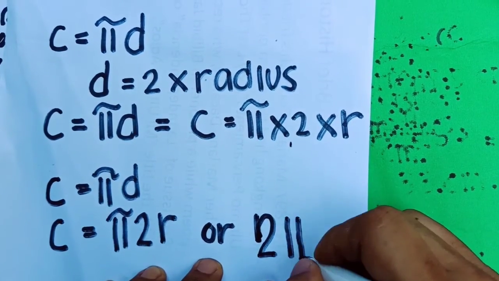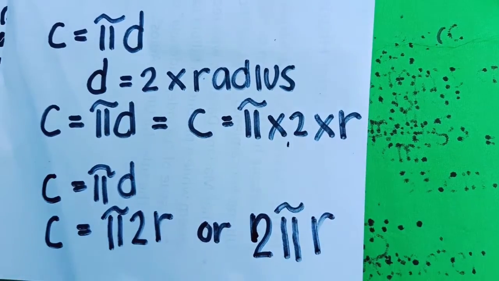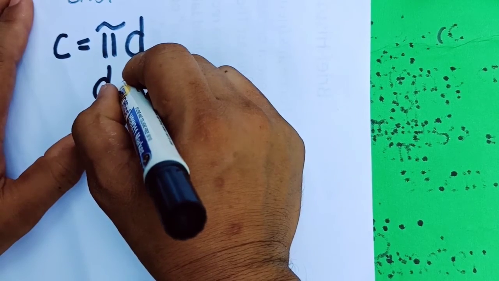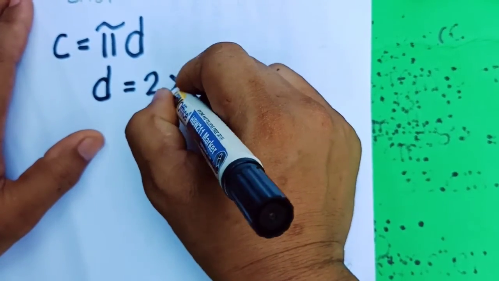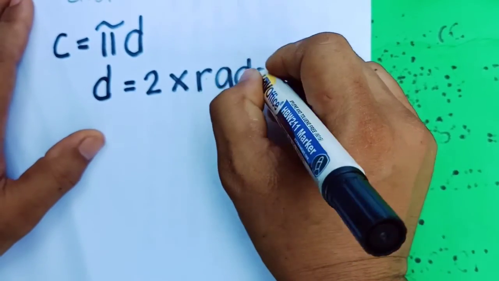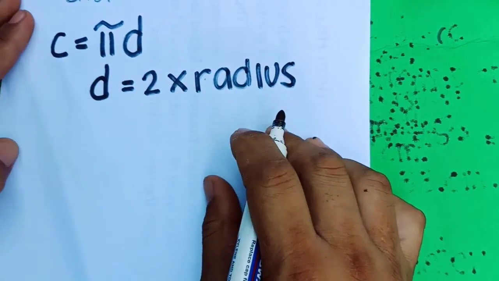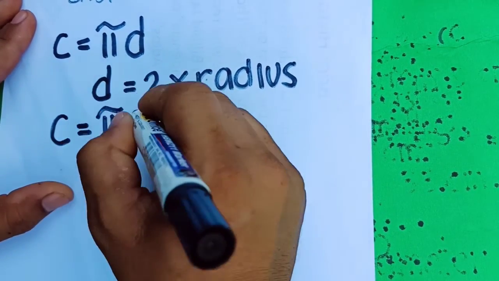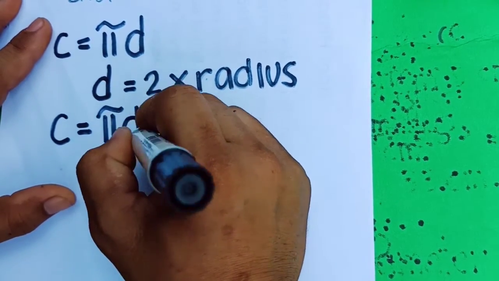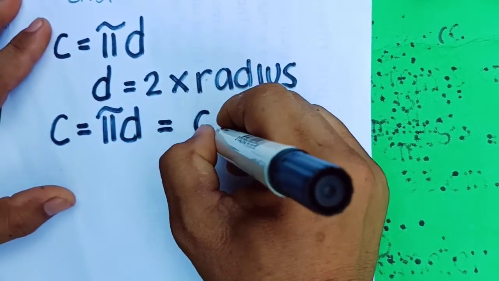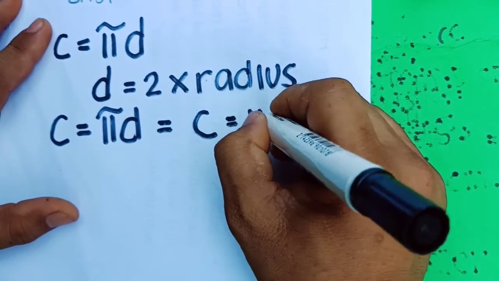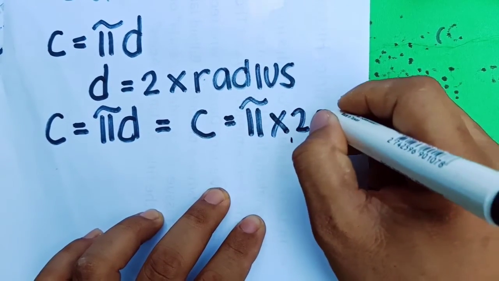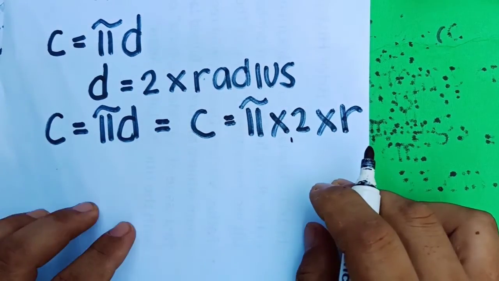2 pi r. Since the diameter is equal to 2 times the radius, you can say that C equals pi d, which is equal to C over pi times 2 times r as the radius.